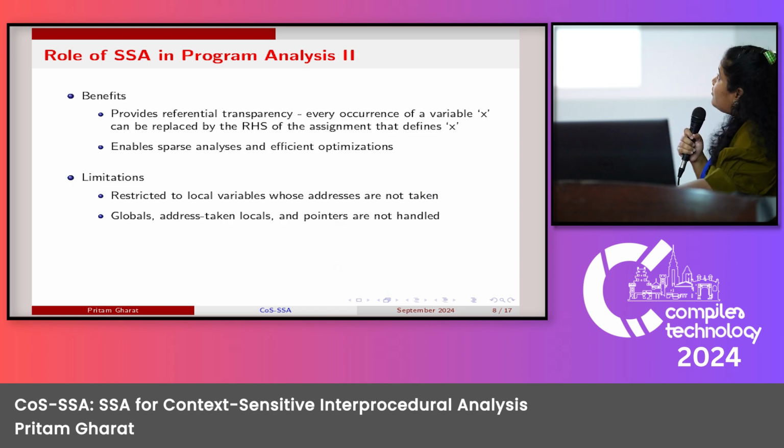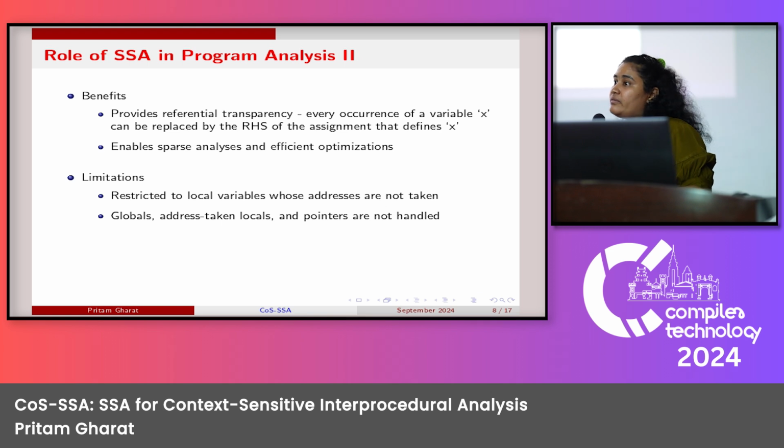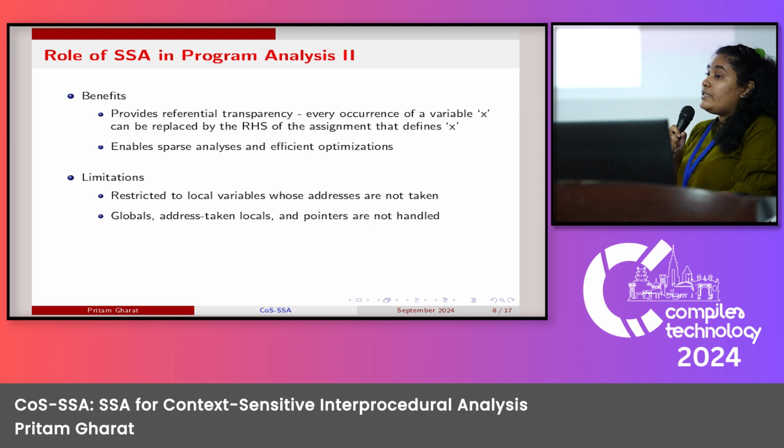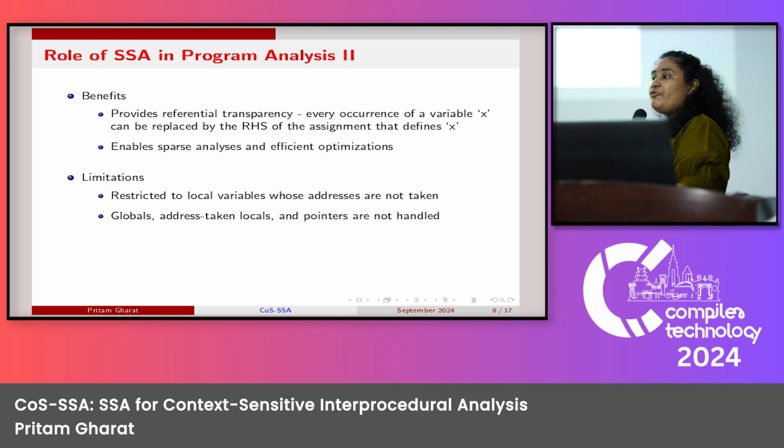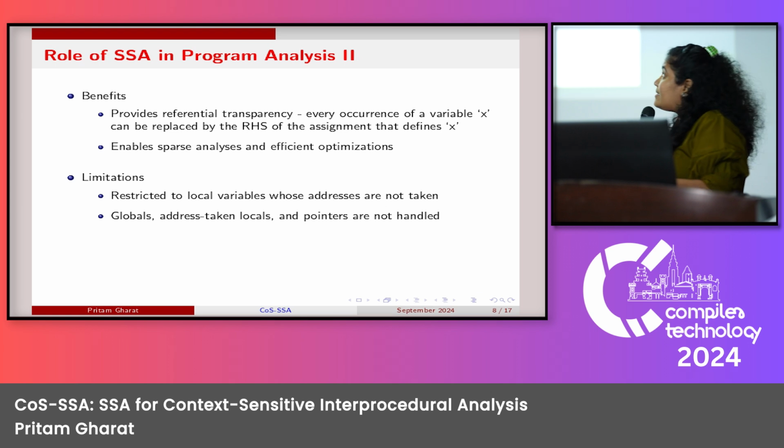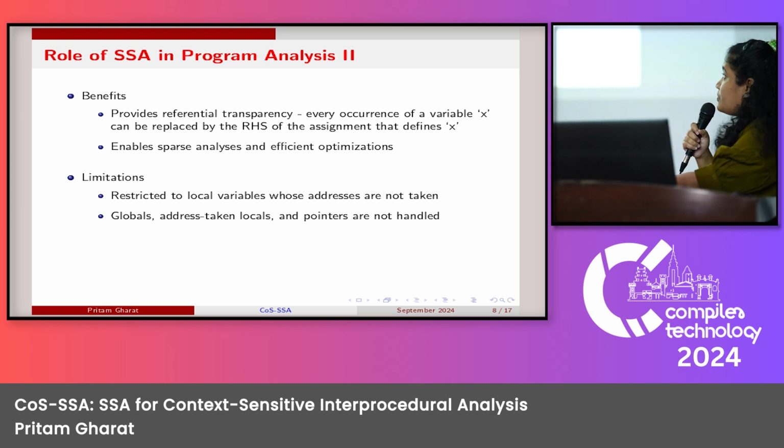SSA gives you this benefit of referential transparency. So remember, there were three properties of SSA. One was there will be only a single definition for every variable, and every use will have a single definition reaching it, and that definition will dominate it. So because it dominates it, you can replace every occurrence of a variable x on the RHS of the assignment that defines x without worrying about where that definition comes from. We call that referential transparency.